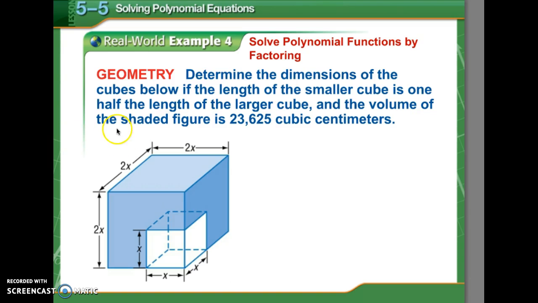So you can see that they've set this up and they show that this smaller cube, all of its dimensions are x, and the larger cube is 2x because it's twice as big, since the smaller cube is half the length. Each length of the smaller cube is half the length of the larger cube.